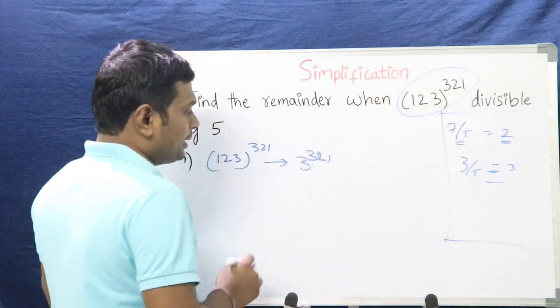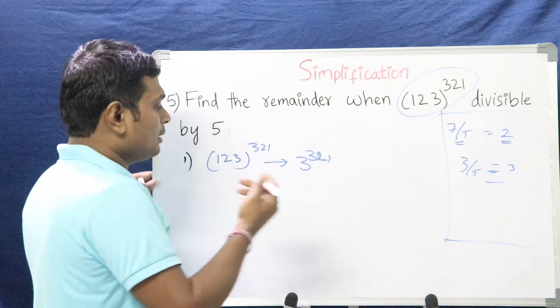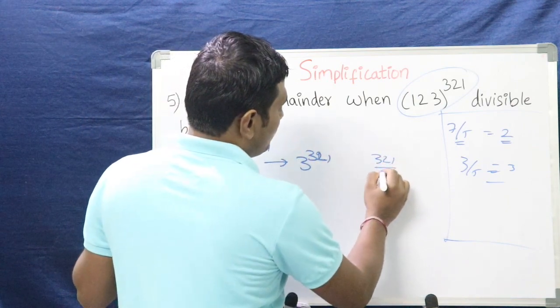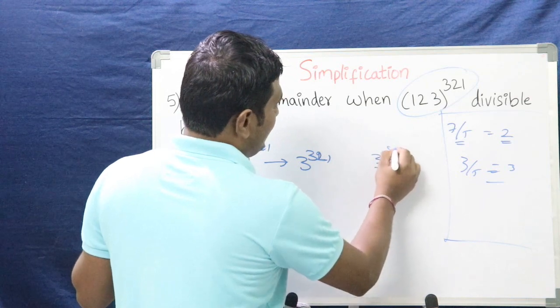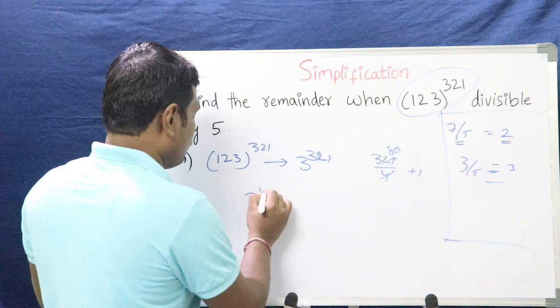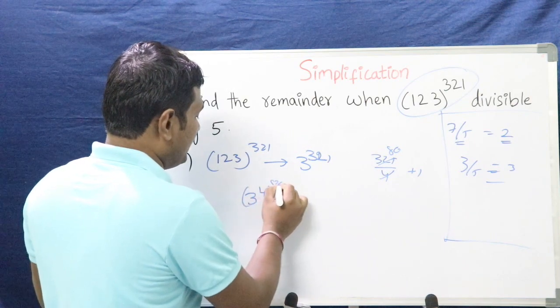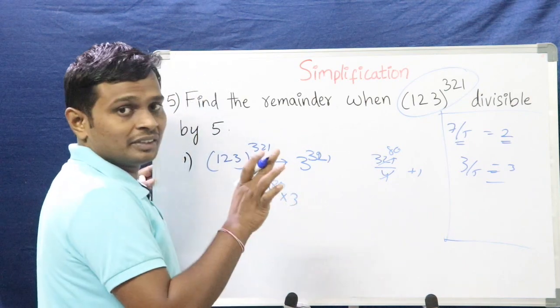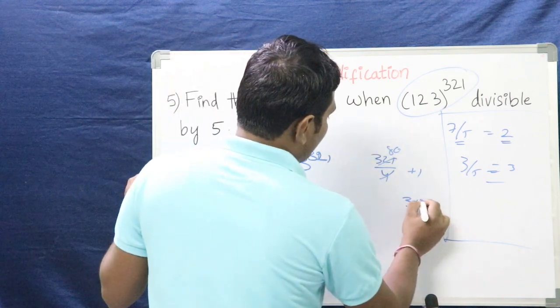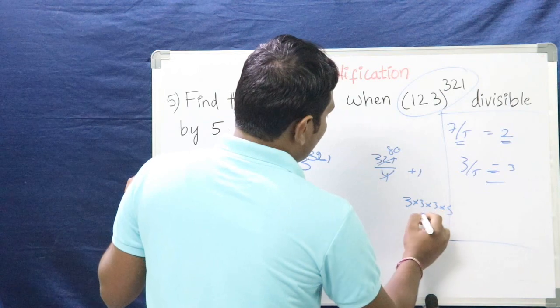How we can solve the 3 to the power of 321? We need to write in terms of 4. 321 by 4. How much we'll get? 80. We'll get 1 as remainder. That means 3 to the power of 4 to the power of 80 into 3. Like that we can write, right? 3 to the power of 4. How much we'll get? 3 into 3 into 3 into 3.